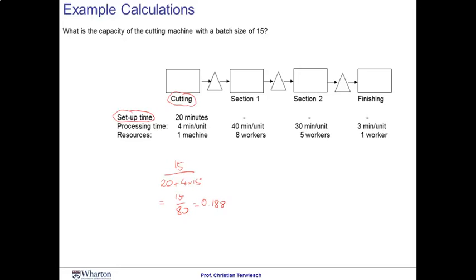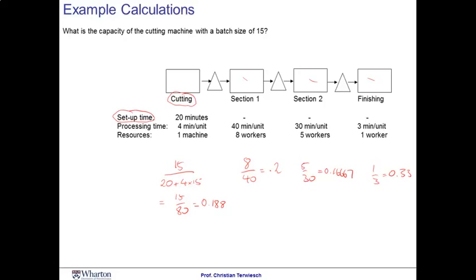For this reason, the fact that this is a batch operation is not relevant when we calculate the various capacity levels at the assembly steps over here, and then finally at finishing. Here we calculate the capacity just as we did in the cases before. We define capacity as the number of workers divided by the processing time. 8 divided by 40 is equal to 0.2. Similar for the next step, we have 5 divided by 30, which gives us 0.1666, and then finally 1 divided by 3 equals 0.33.